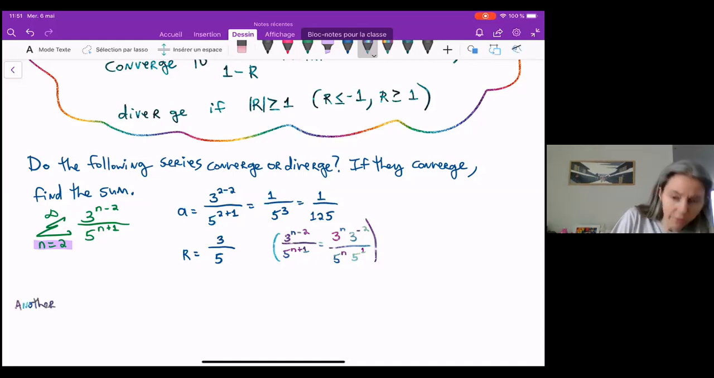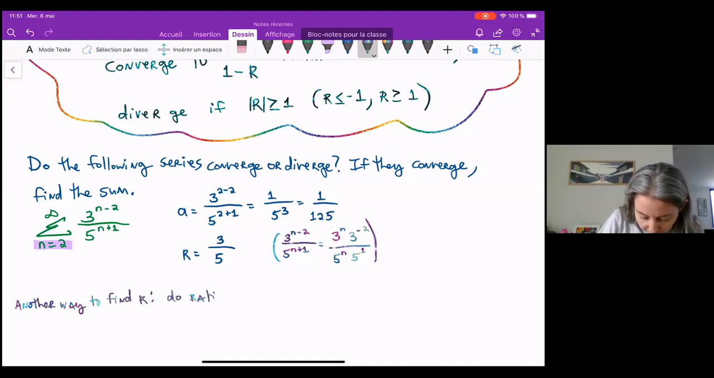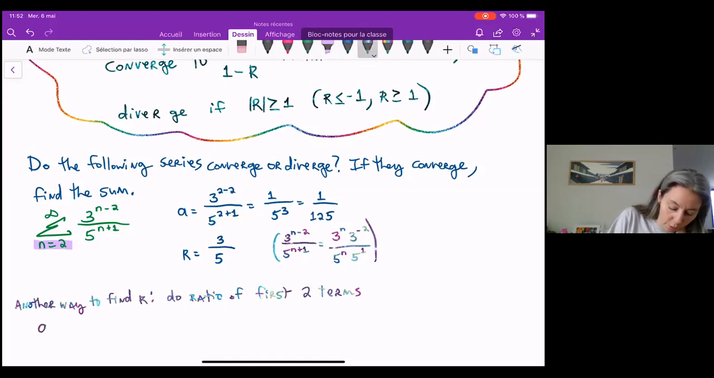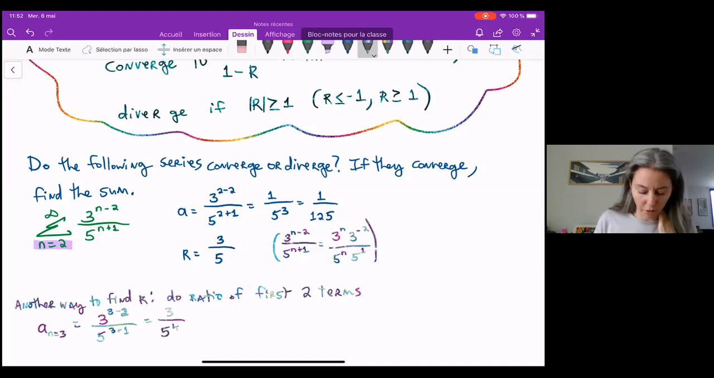Another way to find r, if you find it a little bit challenging to figure out what's to the power of n, is to do the ratio of the first two terms. So we already have our first term, that's our a, 1 over 125. Now I'm going to plug in 3, in other words, the next value. So a of n equals 3 will give me 3 to the 3 minus 1 minus 2 over 5 to the 3 plus 1, which gives me 3 over 5 to the 4th.